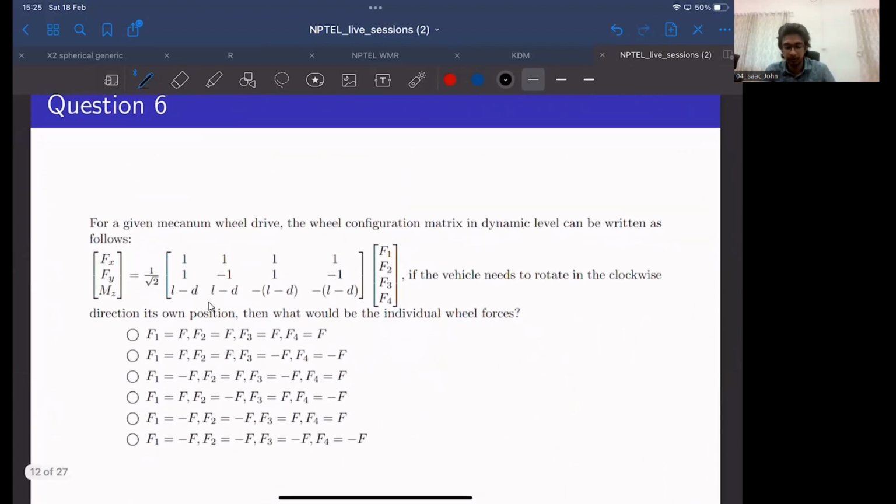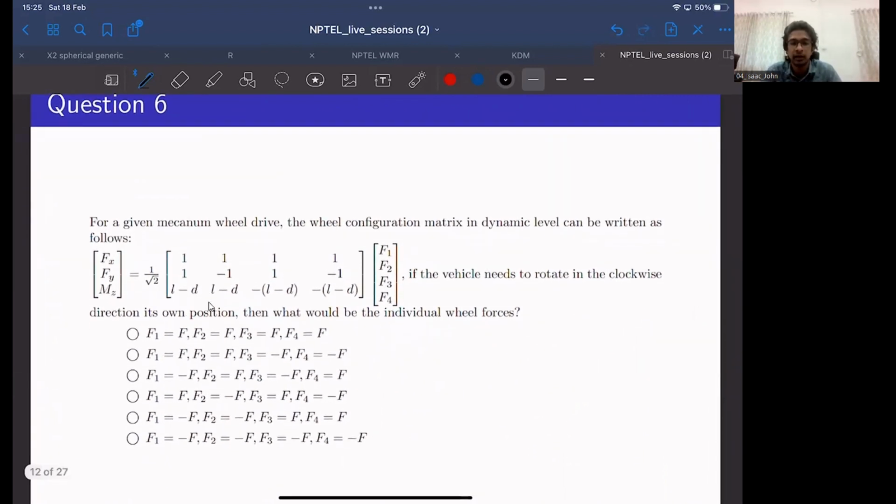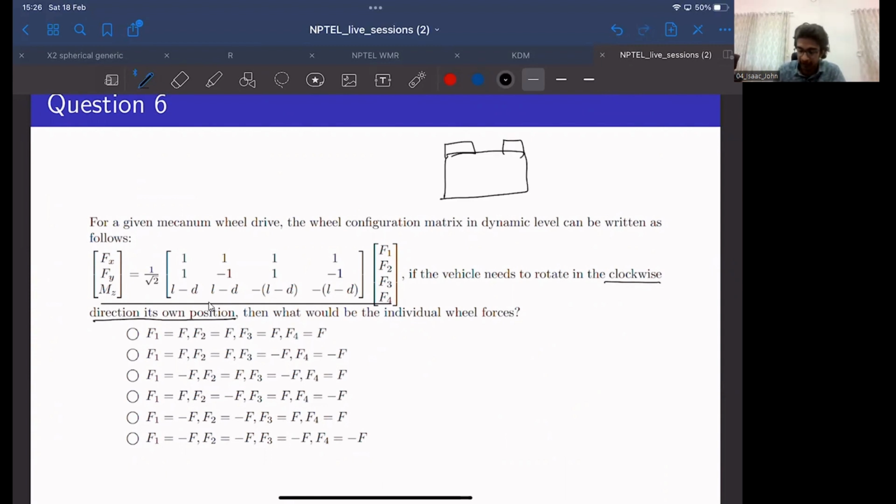And again, this is a similar question that too corresponds to mecanum wheel drive. So again, the wheel configuration matrix is given. And the question now says, if the vehicle needs to rotate in a clockwise direction on its own position, then what would be the individual wheel forces? So if this is the mecanum wheel chassis, and if this is the body fixed frame, x-axis, y-axis, we would want the robot to rotate about its own axis in the clockwise sense.